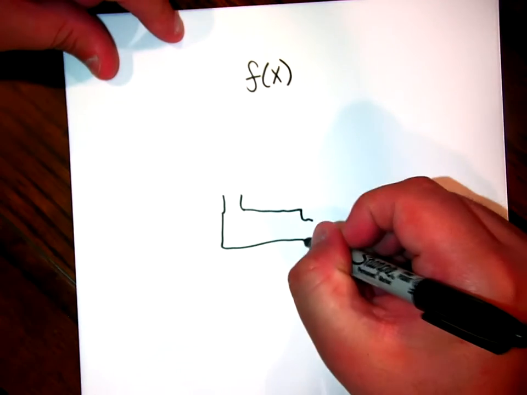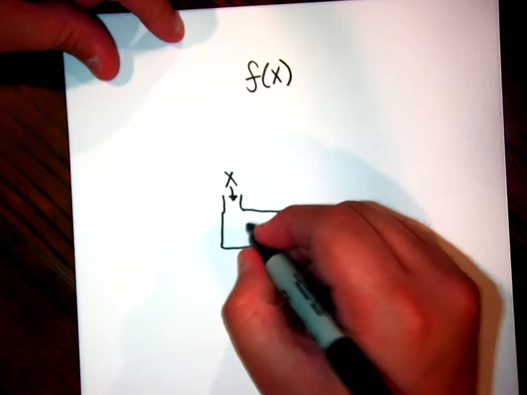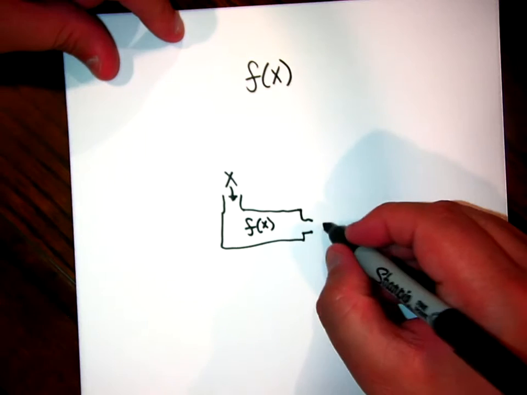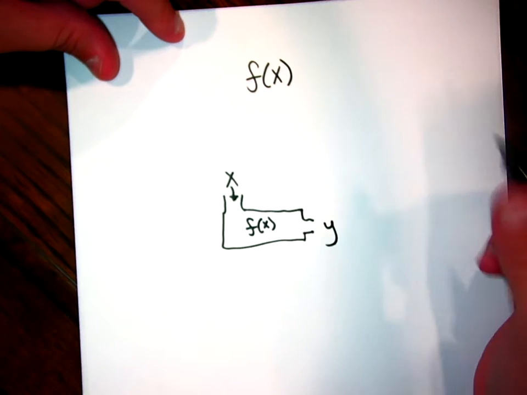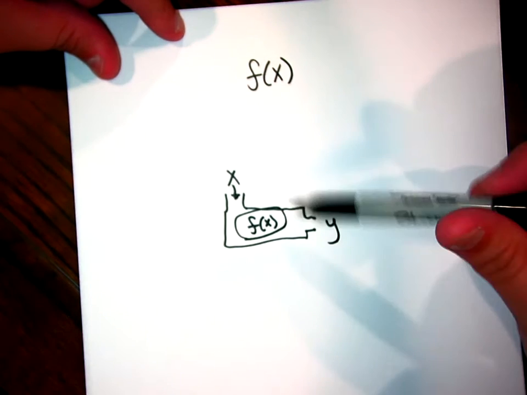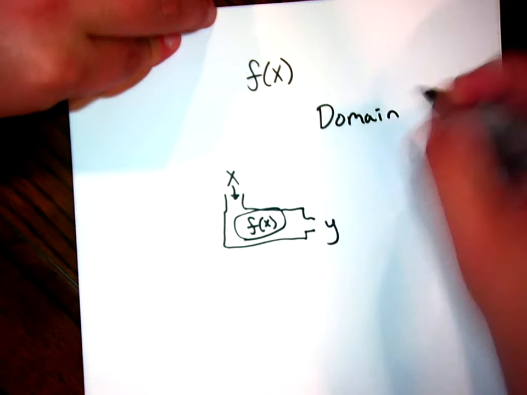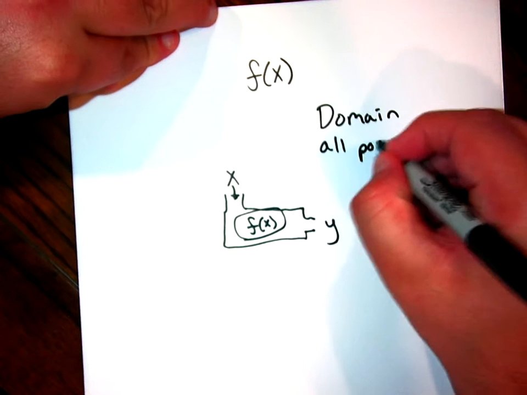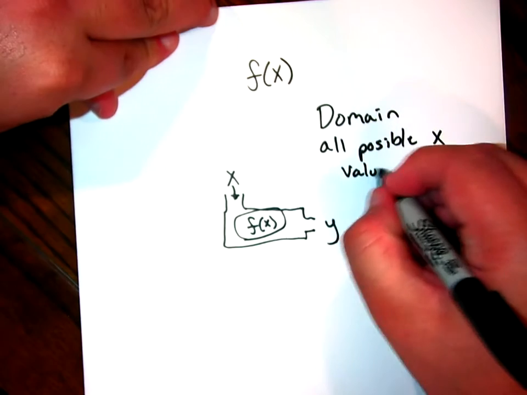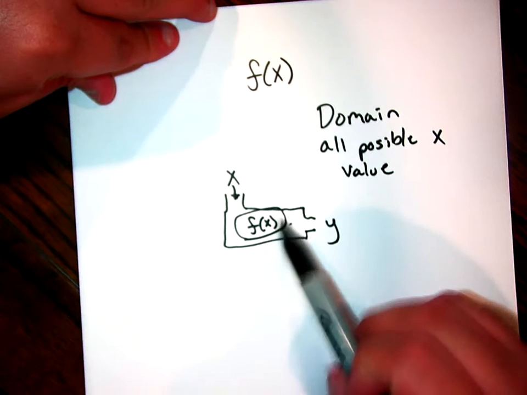You take these x values and you put them into your machine. And your machine is your f of x, right? And out pop the y values. Okay, so this is any general function that you may have. And so when we talk about domain, we're talking about all possible x values for a function or graph. That's all possible inputs we can put into this function to get a y out.